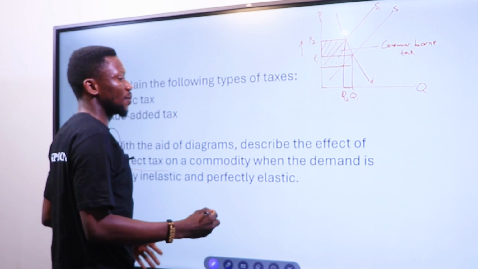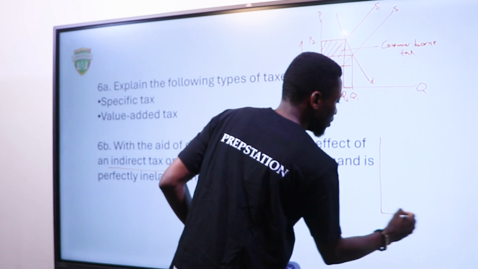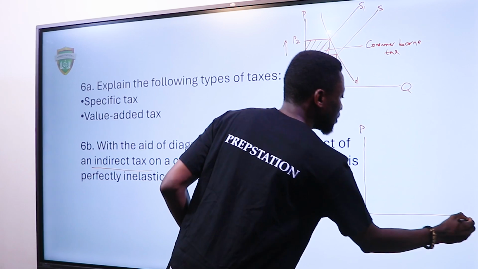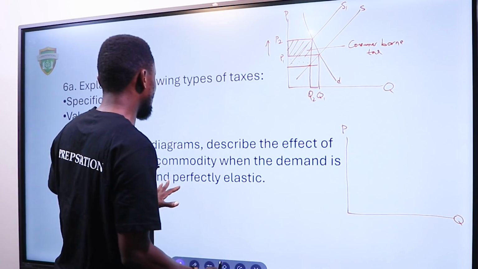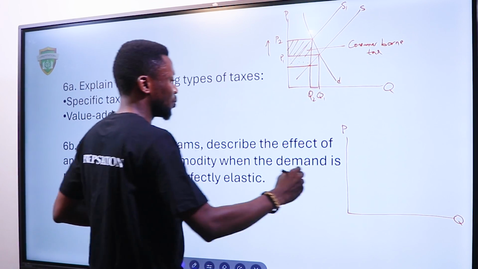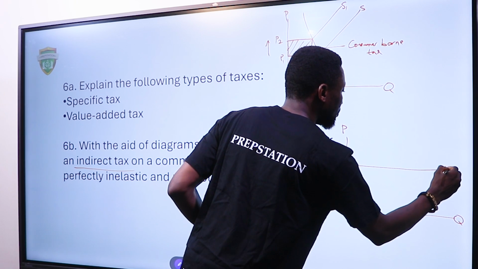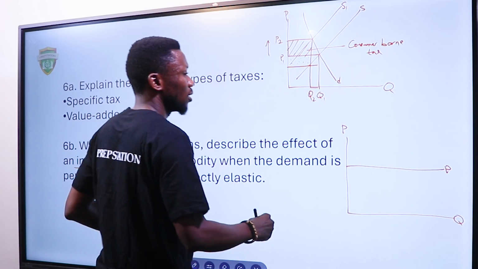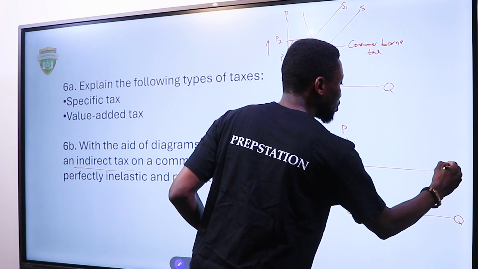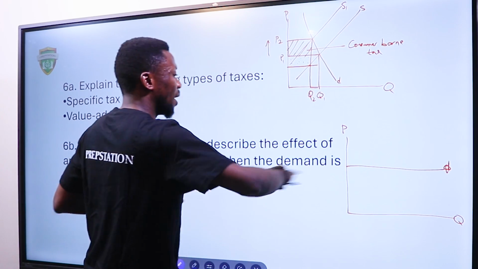For perfectly elastic demand, the same thing happens. Draw P and Q. Perfectly elastic demand means its price just remains the same, and we have this as D. Price is just remaining the same, and demand is changing.